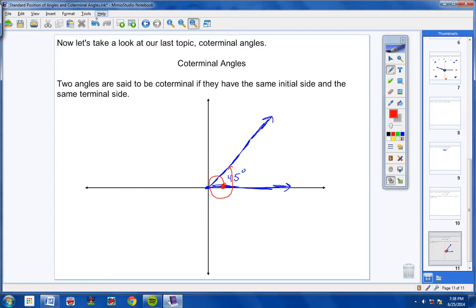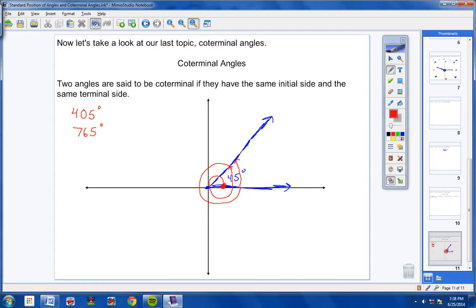So 405 degrees would be a positive coterminal angle for 45. Or if you didn't like that, you could have gone around twice. So go around once and then go around again. That's 720, and then 45 more. So 720 plus 45 would be 765. So there's another positive coterminal angle for 45 degrees. Do you see what I'm saying? As long as the angle starts on the initial side and rotates to the same terminal side, then they're coterminal angles. Okay? So some coterminal angles for 45 degrees would be 405 and 765.